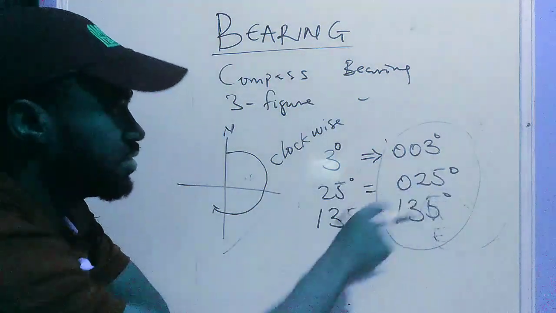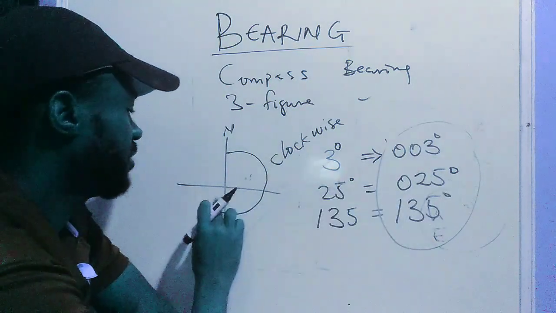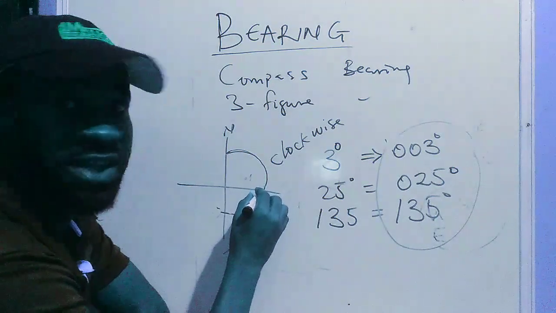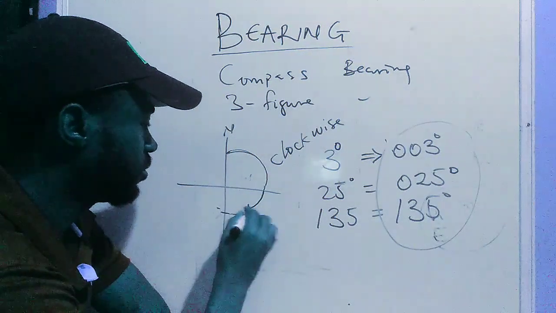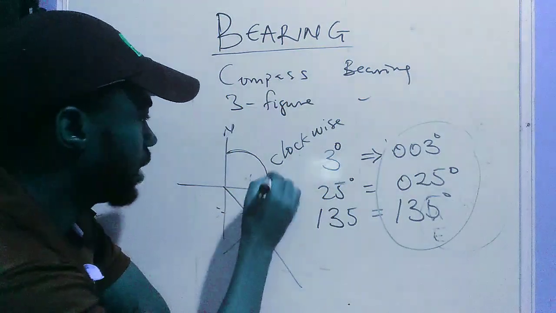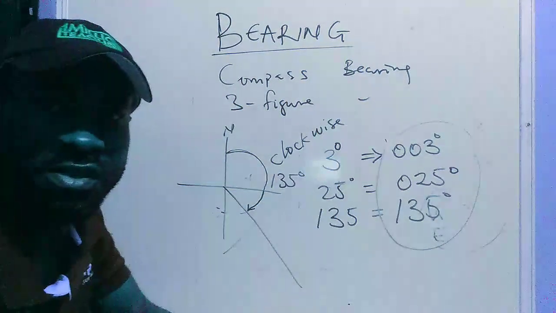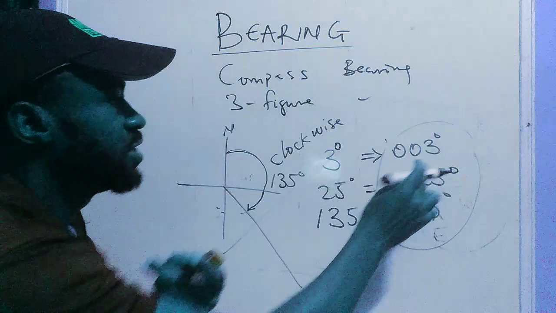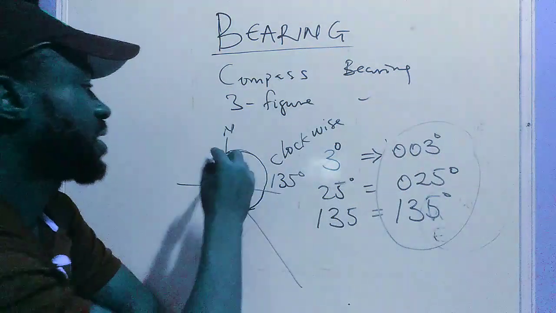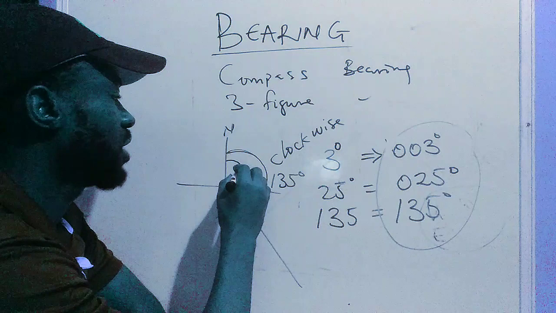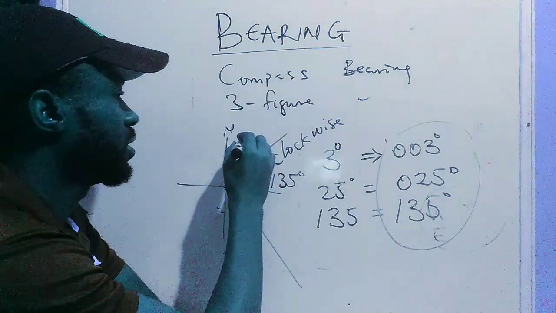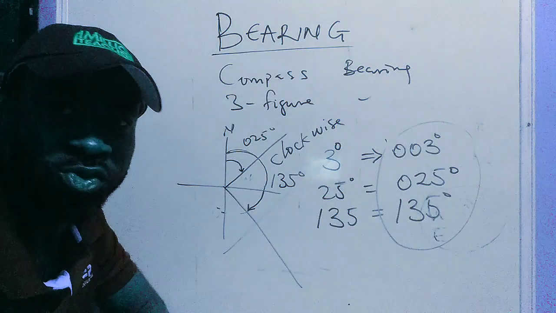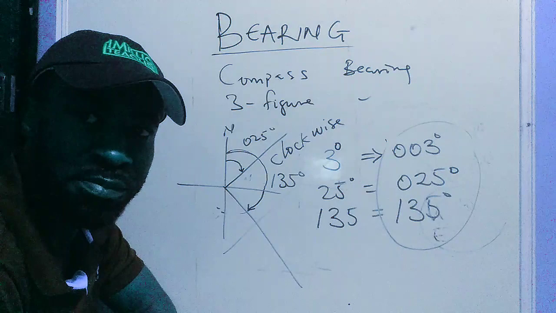So if I want to represent 135 degrees, I'm going to start from the north and move in the clockwise direction. If I get here, this is 90. 135 should fall in this quadrant, and this is 135 degrees. That is how to represent bearing. If I want to represent 25 degrees, I'll start from the north, move in a clockwise direction, I get to 25, I stop. That is 025 degrees. So these are the two major ways of representing bearing.